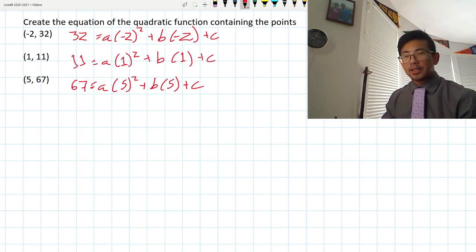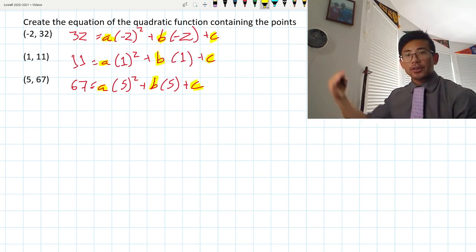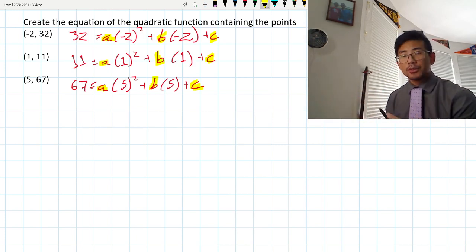But that's not the important part right here. The important part to notice is that I have 3 equations, and I have 3 unknowns here. I don't know what a, b, and c are. Remember, our goal is to figure out what they are. And so what I actually have here is a problem that we saw a couple weeks ago, where I have 3 equations with 3 unknowns.